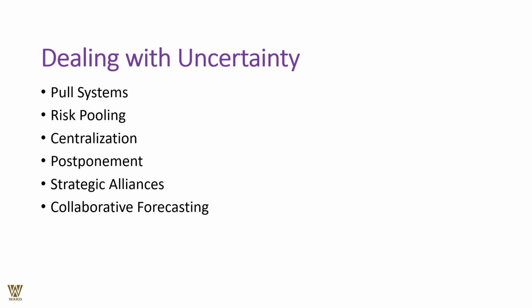So it is all about risk pooling, as to whether you should go for inventory stocking of the raw resources, raw material, or stocking of the finished products. We are talking about centralization, postponement, strategic alliances, and collaborative forecasting, as the case might be. This is exactly what is meant here.